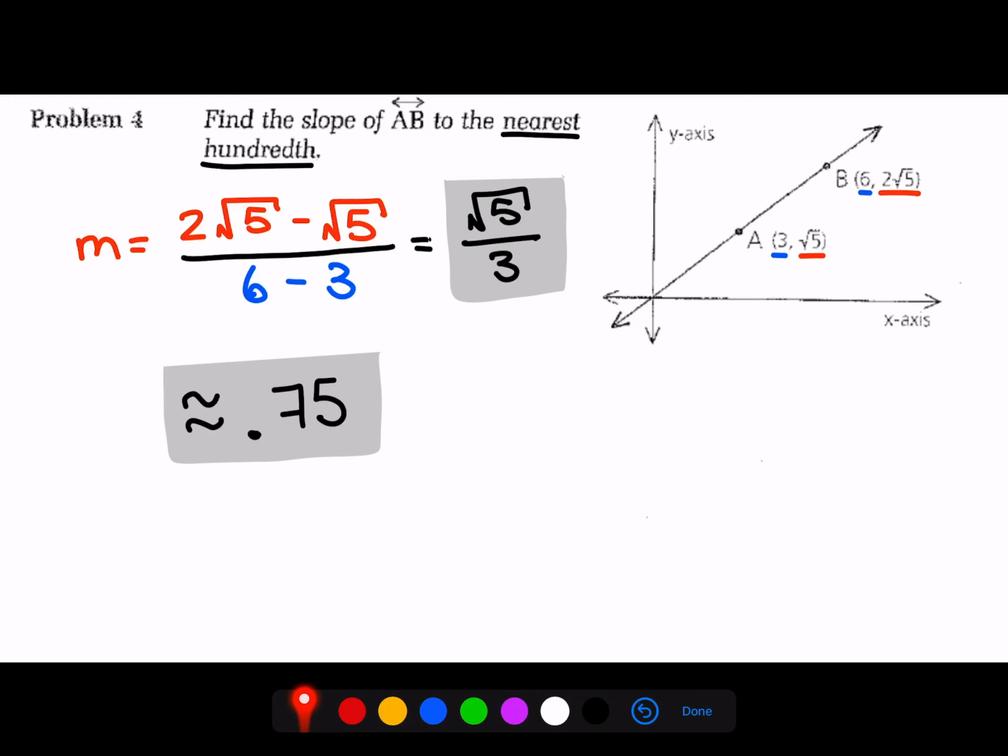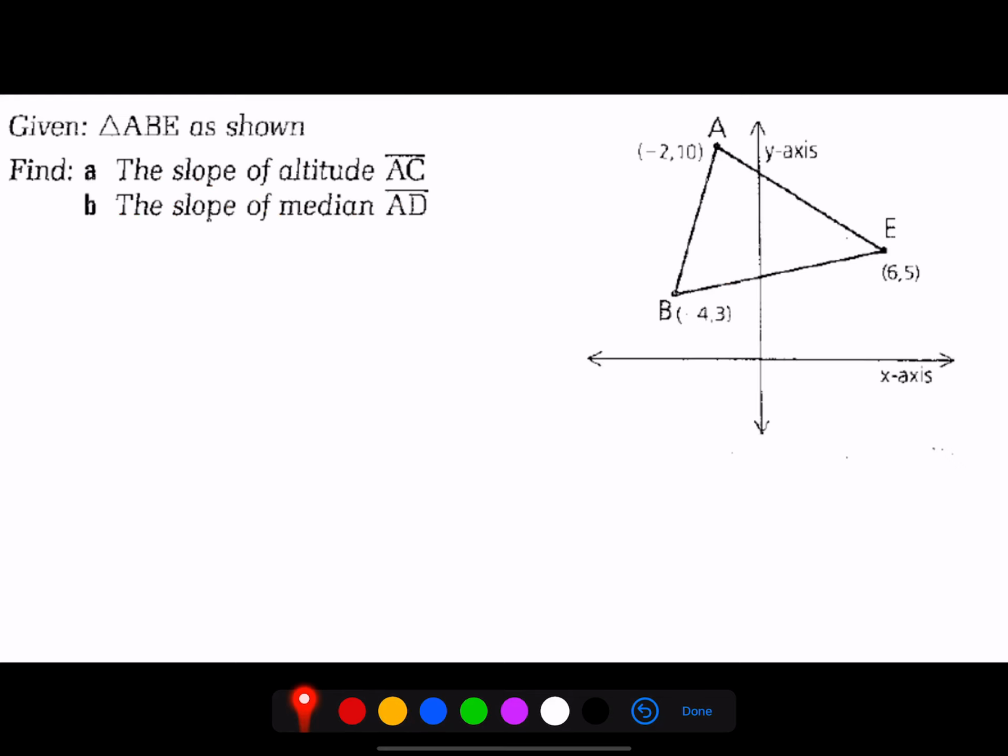Next up, given triangle ABE as shown, find A, the slope of the altitude of AC, and B, the slope of the median of AD. Now, if we're finding the slope of the altitude AC, that's the opposite reciprocal of the slope of BE. So we first need to find the slope of BE. So the slope of BE is equal to 5 minus 3 over 6 minus 4. Again, just x1, y1, x2, y2. This will give me 2 over 2, which is equal to 1.